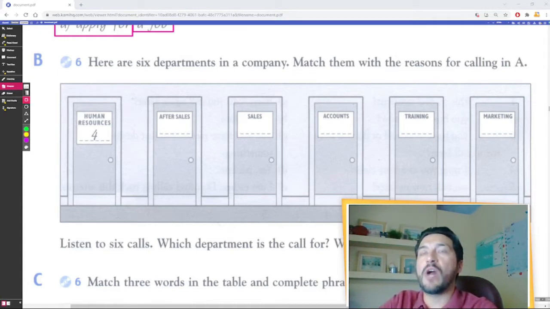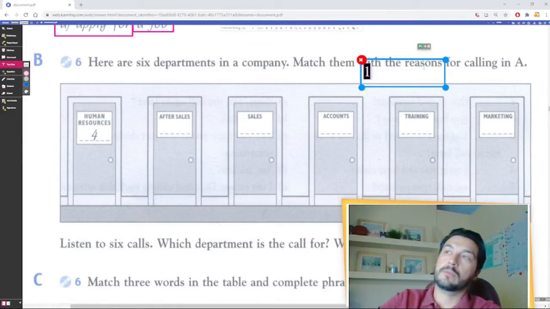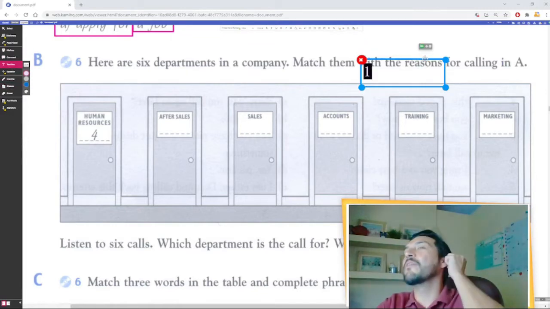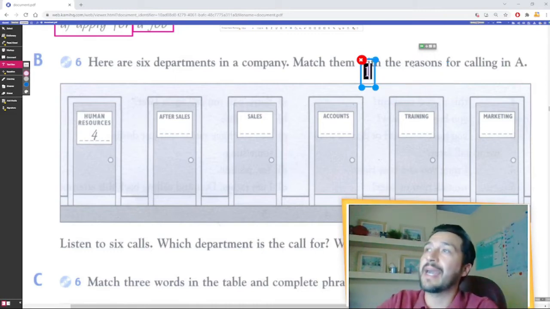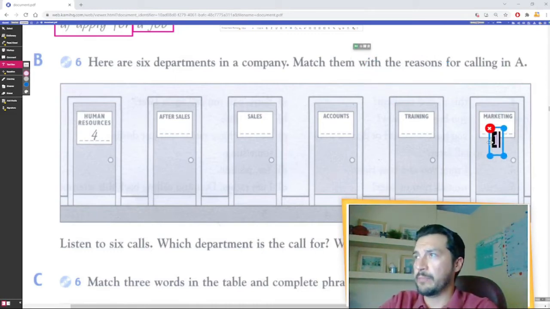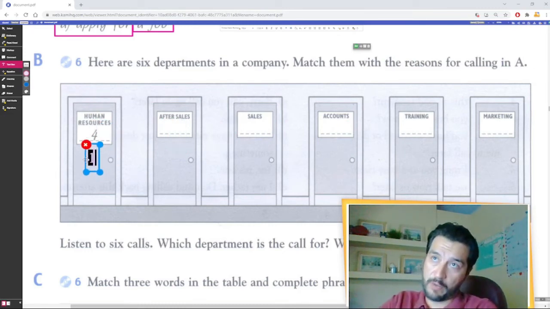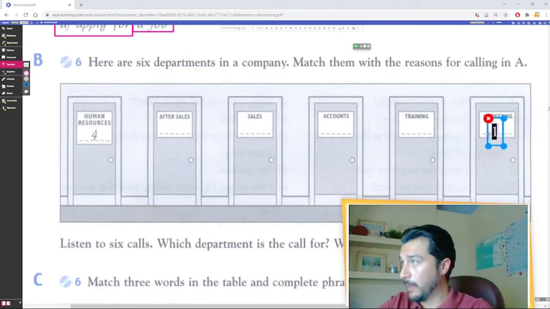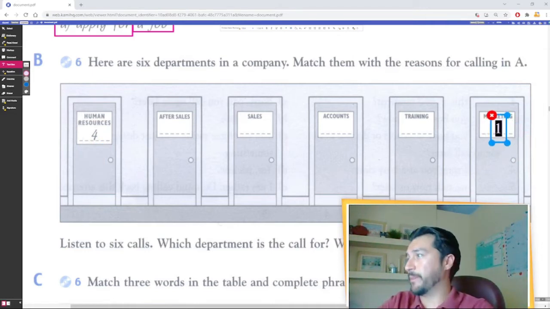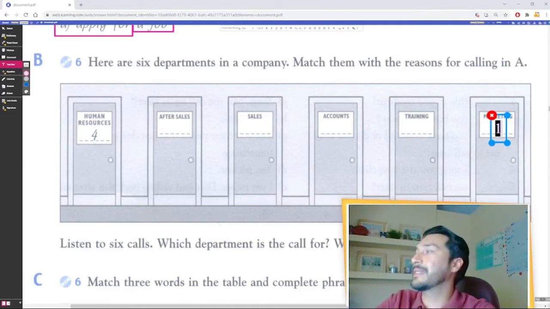Information about products. She wants information about products. Which department handles information about products and requesting a catalog? Marketing? Training? Accounts? Sales? Or after sales? Human resources is for call number 4. I think it'll be marketing. Now let's listen to the next phone call. Ready? Call 2.